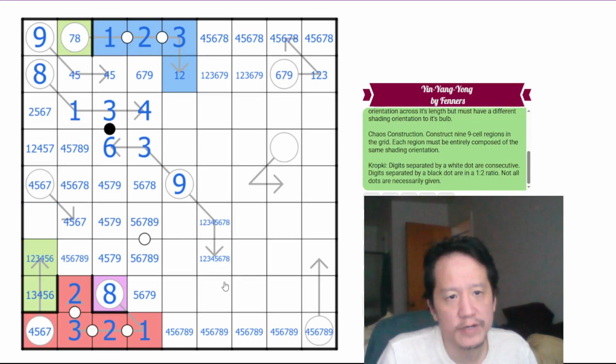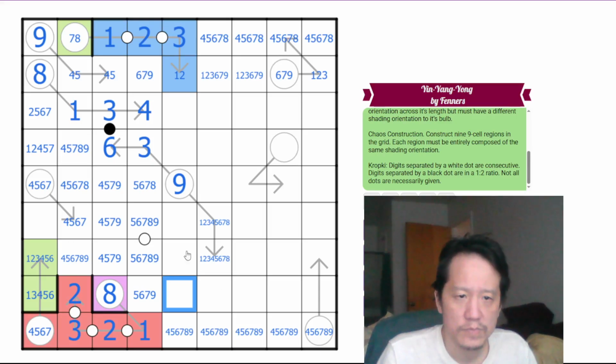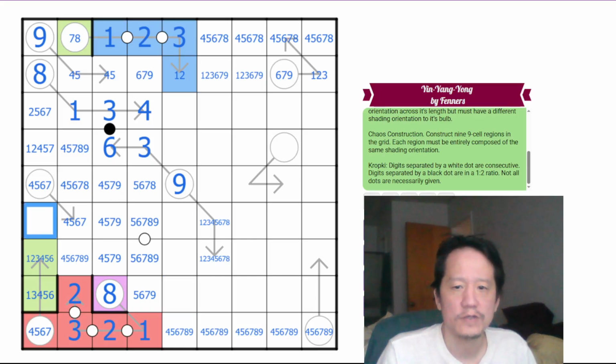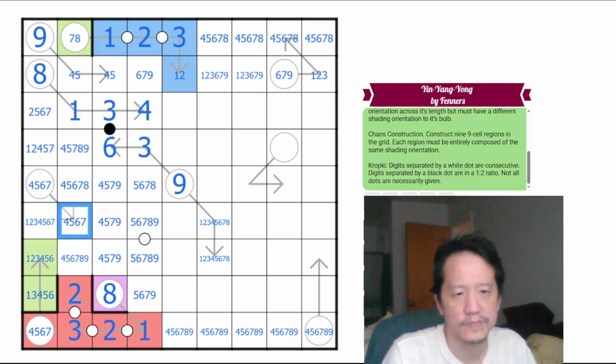We know this is a boundary. This could be any from 1 through 7 here. So, 9 is one of these two. We're not sure which. 9 is one of these three. 9 is one of these four here.